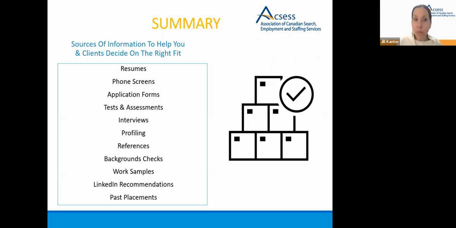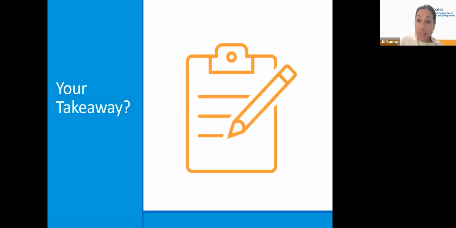We didn't really talk about profiling candidates, but we spoke about the fact that the more we know the candidates, the more we understand who they are, the success factors, their capabilities. It can help you present them to a client. The value of important reference checks, background checks, work samples, other things, do they have LinkedIn recommendations and sources that could also help us determine the right fit, is any kind of past placements that we've already done with that client. And that's it.